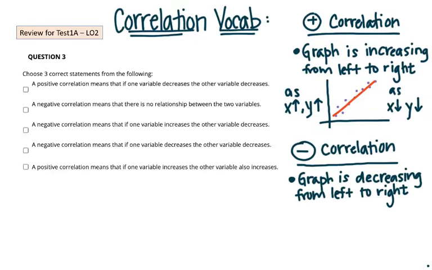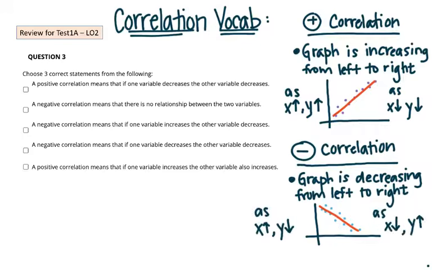And in a negative correlation, the graph is decreasing. The scatter plot pattern is decreasing from left to right. So it might look like this, which means as x goes up, y goes down, or you could think of it as x goes down, y goes up. The variables will be moving in opposite directions for a negative correlation.